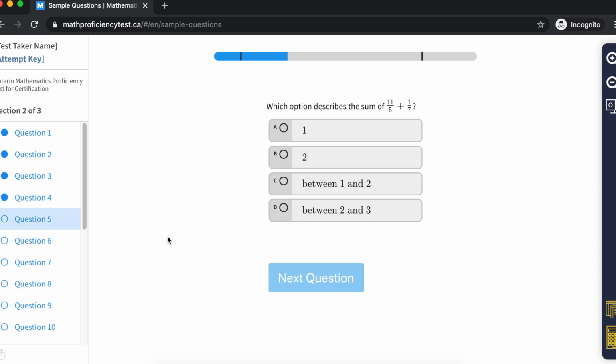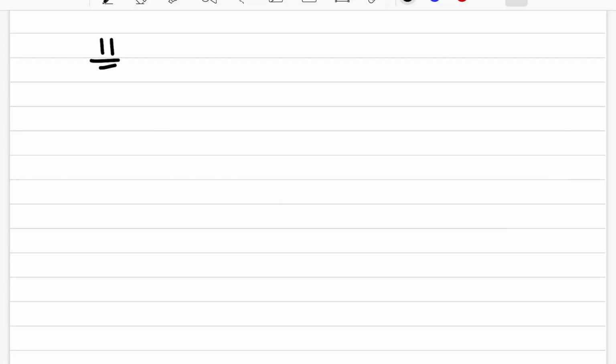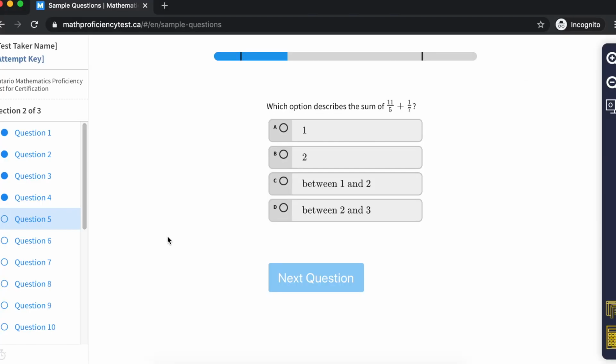Question 5. Which option best describes the sum of 11 over 5 plus 1 over 7? So this is an estimation problem. They don't want you to give an exact answer. So your options are 1, 2, between 1 and 2, or between 2 and 3. You could do this with estimation, or you could actually add them up and see what you get.